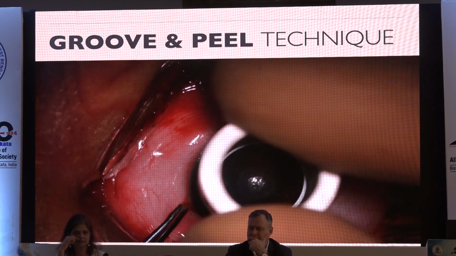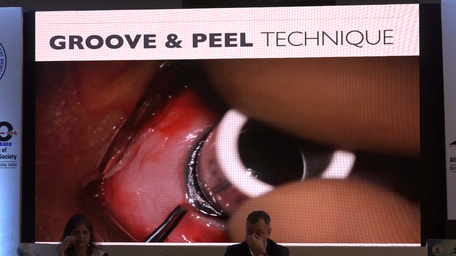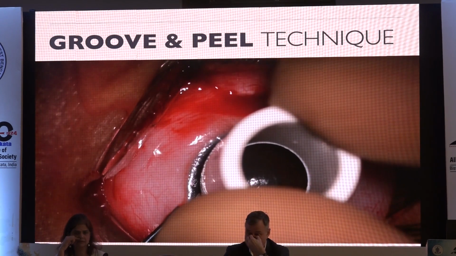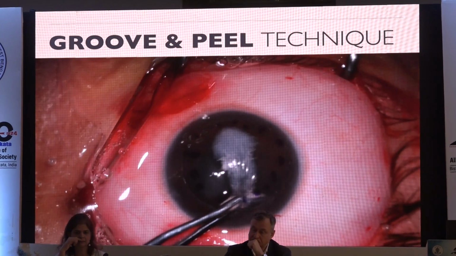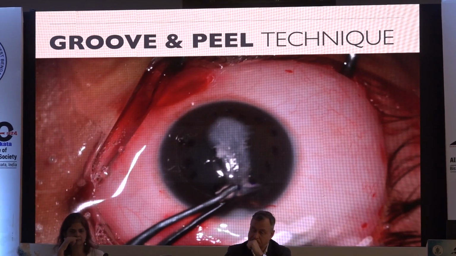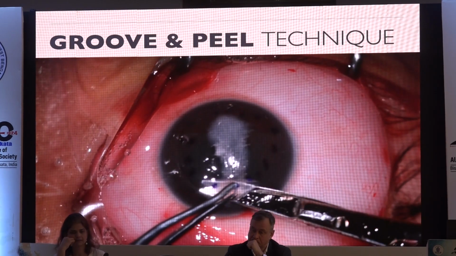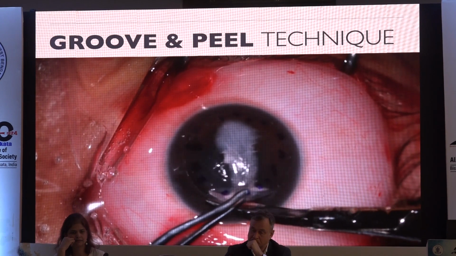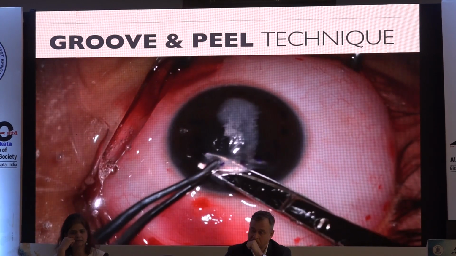This is called the groove and peel technique. So groove, because initially you're creating a partial thickness trephine, which is like a groove, and then once you reach the right plane, you just need to peel off the stroma. So in this particular case, we have attempted a visco bubble, which didn't happen. So my threshold to convert to this technique is very low. So we marked out the cone. This was a case of keratoconus, and this is what I use.